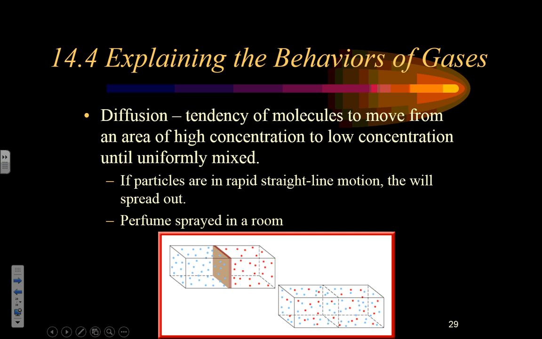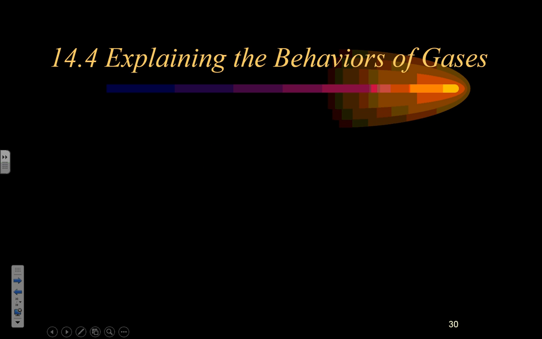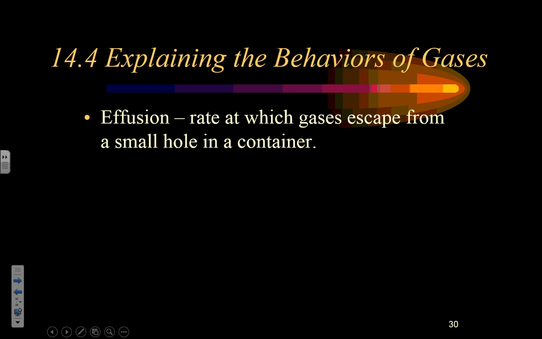So if I had a box with two gases in it, separated by a barrier, and I remove the barrier, in a short period of time, the gases undergo those constant rapid straight line motions and spread out and uniformly fill the box. Now, the second thing is effusion.